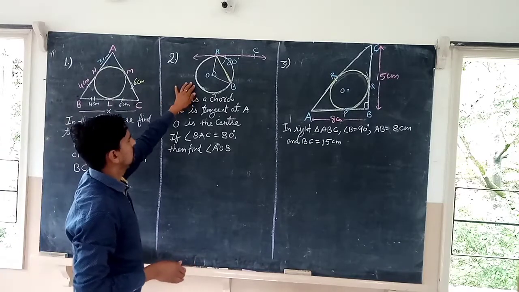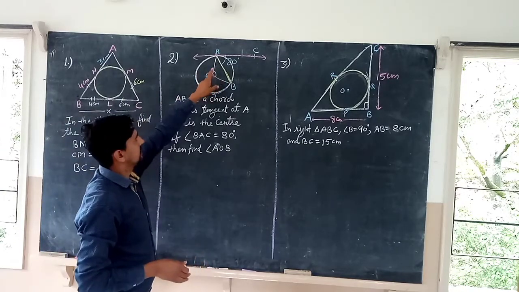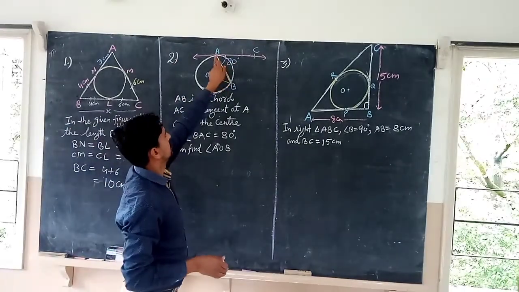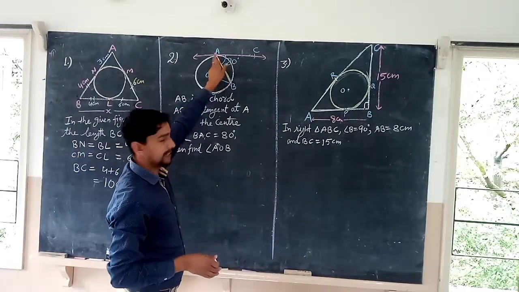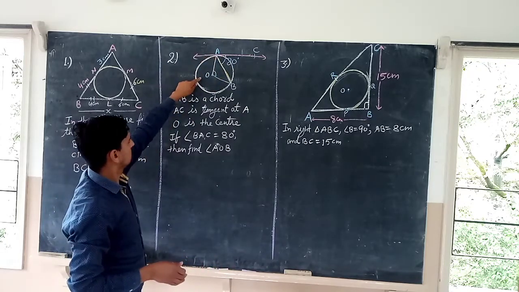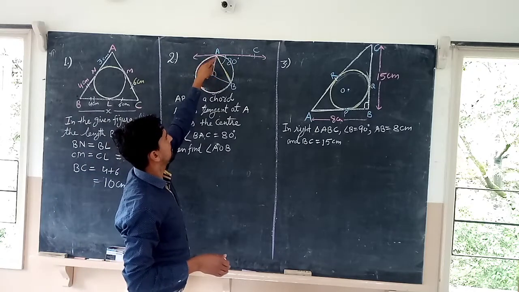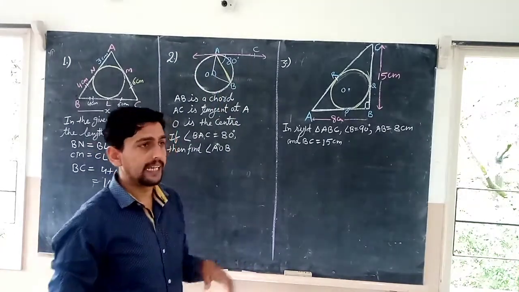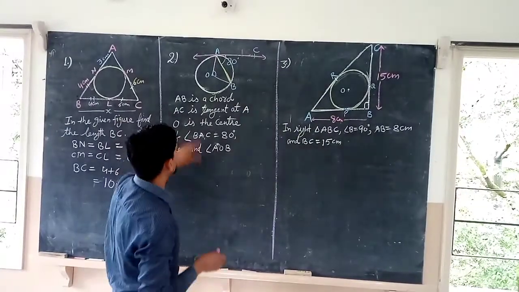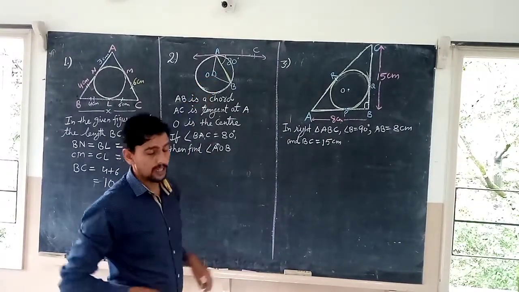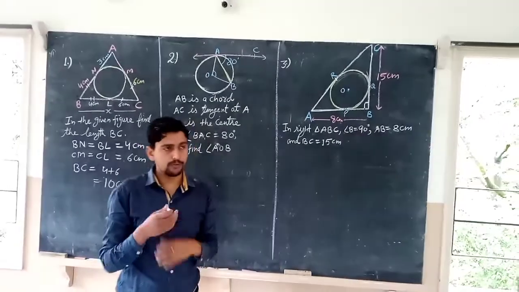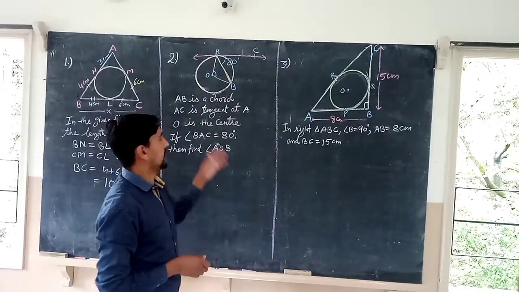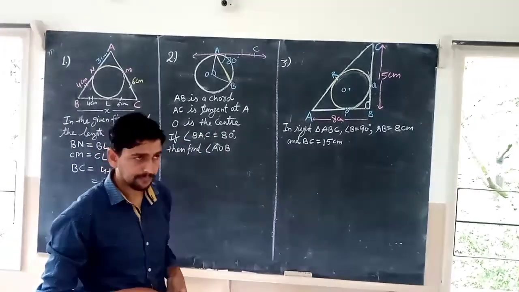Here we have a circle. It is given that AB is a chord, any chord, and AC is a tangent at point A. O is the center of the circle, and we are given angle BAC is 80 degree. We have to find angle AOB. Now think about it. How can we find this angle AOB?